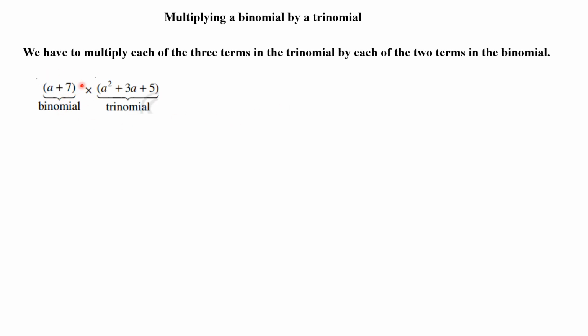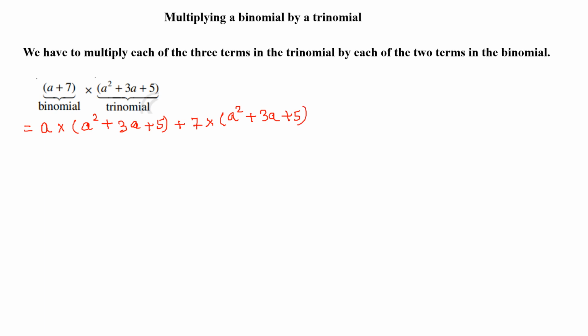So I have taken a plus 7 multiplied by a square plus 3a plus 5. So here a plus 7 is a binomial and a square plus 3a plus 5 is a trinomial. So let's start the multiplication. So first you have to take the first term of the binomial, which is a, and multiply with the trinomial, which is a square plus 3a plus 5. Then take the second term of the binomial, which is plus 7, and multiply again with the trinomial, a square plus 3a plus 5.